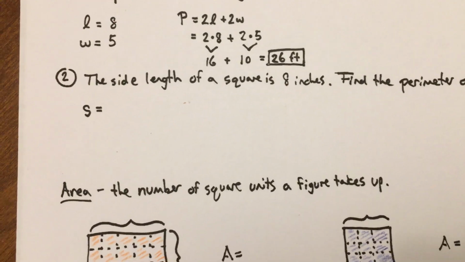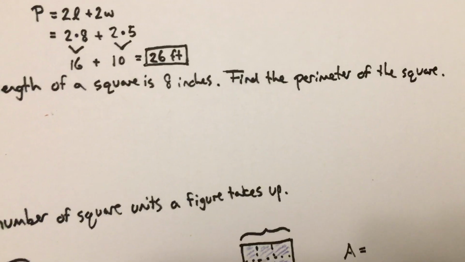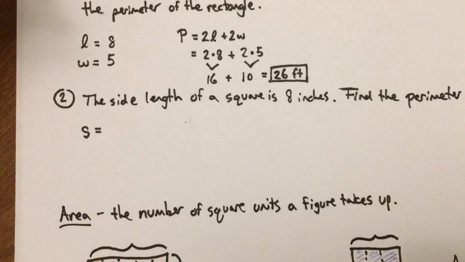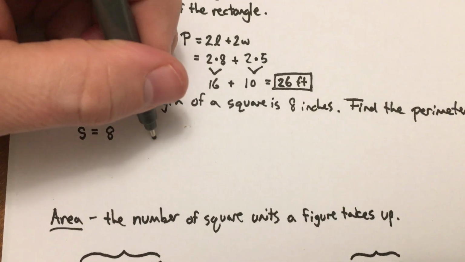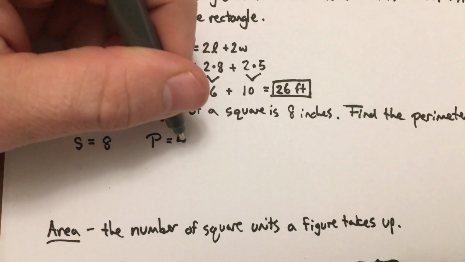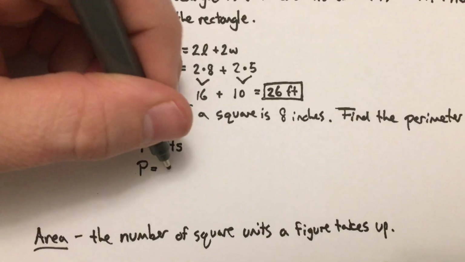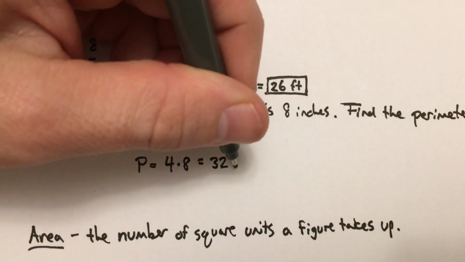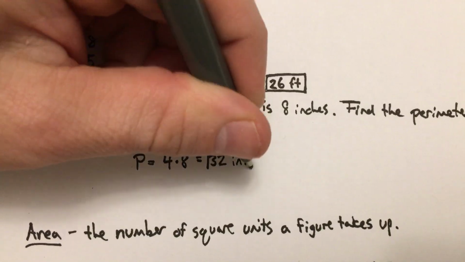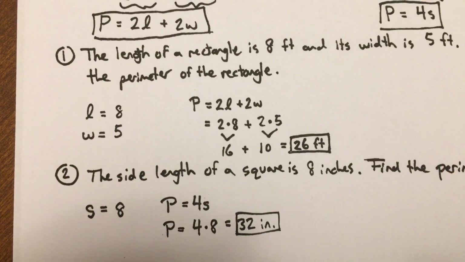Now if we take a look at the next example down below, the side length of a square is 8 inches. Find the perimeter of the square. So our side length is 8. So that means that perimeter is equal to 4 times s, or that's the same thing as 4 times 8, which is equal to 32 inches. So there's a couple of examples of how we would properly calculate the perimeter of a rectangle and a square.